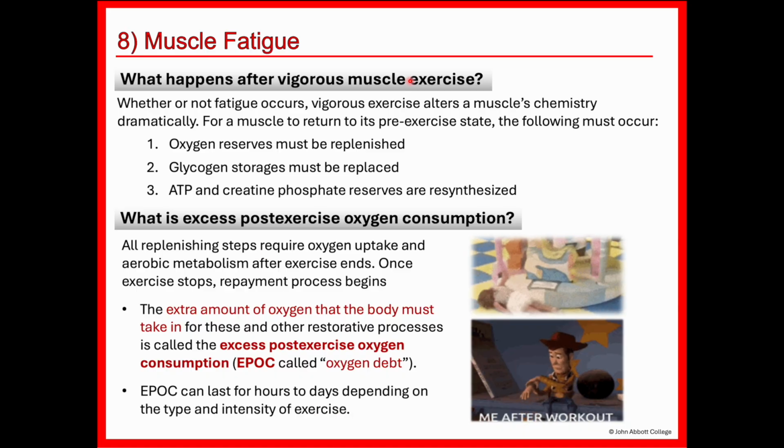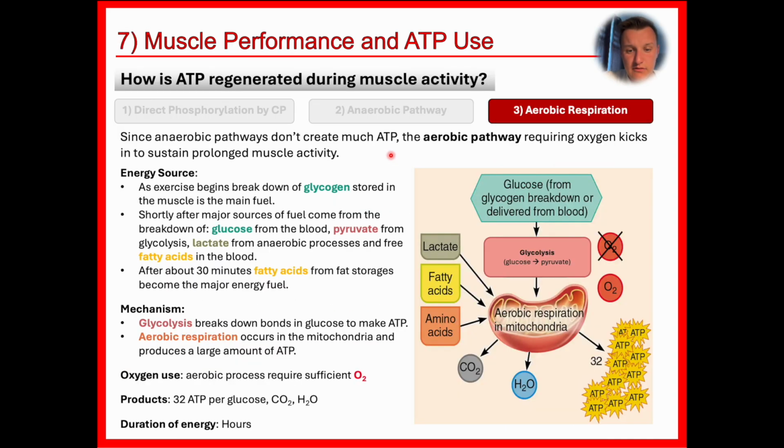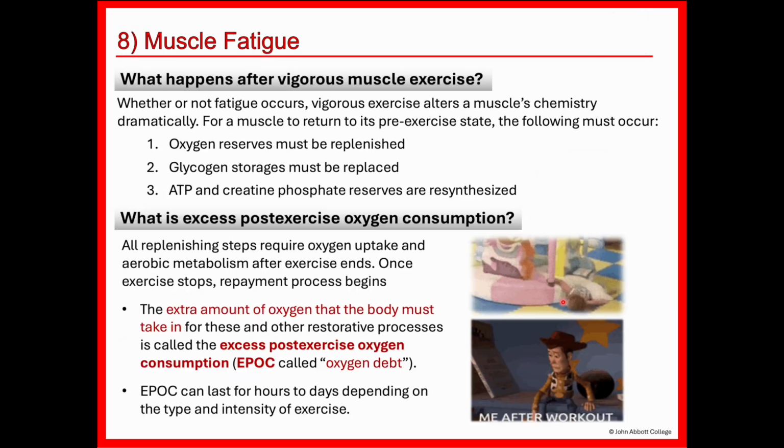What happens after vigorous muscle exercise, whether or not fatigue occurs? Vigorous exercise will alter a muscle's chemistry dramatically. So, for a muscle to return to its pre-exercise state, the following need to occur. Oxygen reserves need to be replenished. Remember, we need oxygen to undergo this process. So after we're done this vigorous exercise, oxygen reserves need to be replenished.